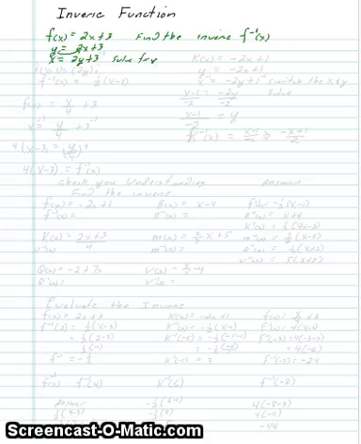Solve for y. So subtract the 3. So x minus 3 equals 2y. Multiply both sides by 1/2. So the inverse of f is equal to 1/2 times the quantity x minus 3.